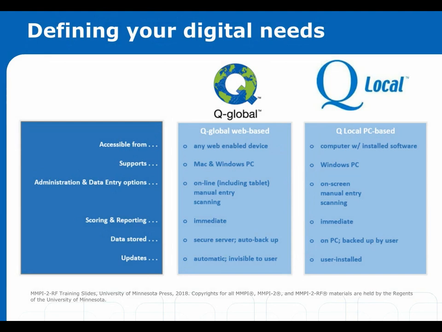As I just highlighted, for test users interested in digital or hybrid options, there are two system options. QGlobal is Pearson's web-based administration, scoring, and reporting system. QLocal is software with similar administration, scoring, and reporting functions, but it resides locally on your computer. Distinguishing features between QGlobal and QLocal, including accessibility, data storage, and system updates, are outlined on this slide.